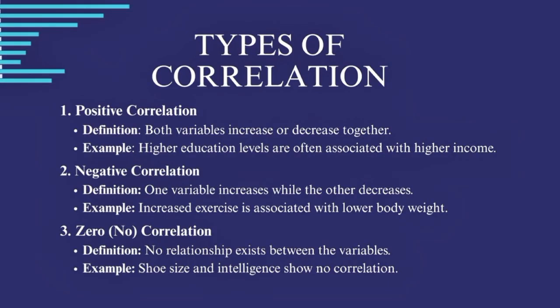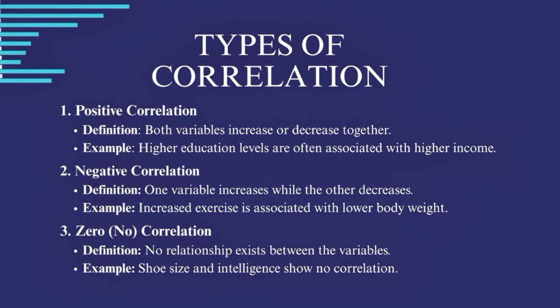Types of correlation. Number 1. Positive correlation. Definition: both variables increase or decrease together. This means that as one variable goes up, the other one tends to go up too. Or if one goes down, the other goes down as well. Example: higher education levels are often associated with higher income. This suggests that as education level increases, income tends to increase too.